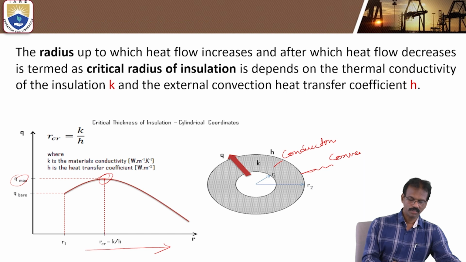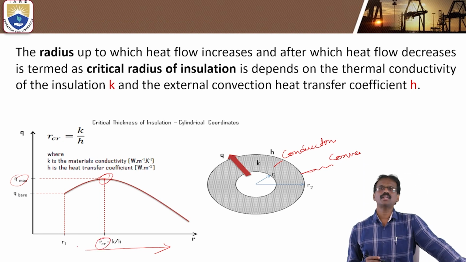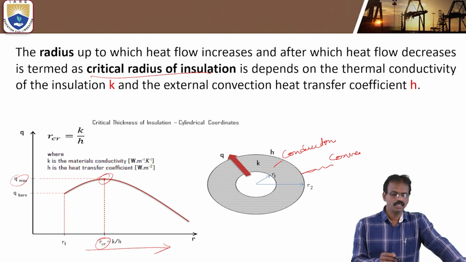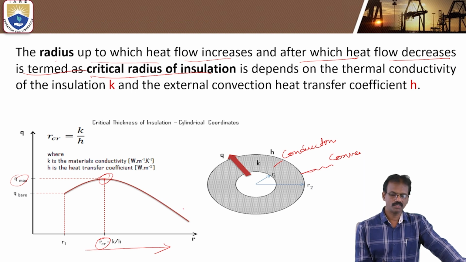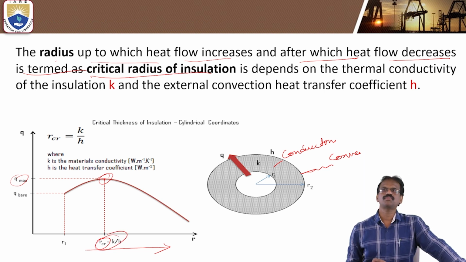At this point, the radius of that insulating material is called the critical thickness or critical radius of insulation. You have to say this: the radius up to which heat flow increases, after which heat flow decreases. Up to a certain radius level, the rate of heat transfer will increase. After that, the rate of heat transfer will decrease. So the radius associated with that particular point is called the critical radius of insulation.